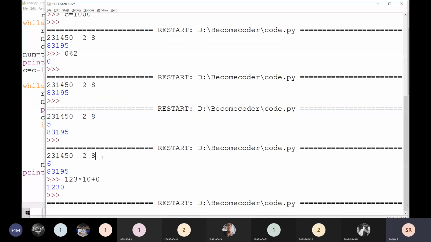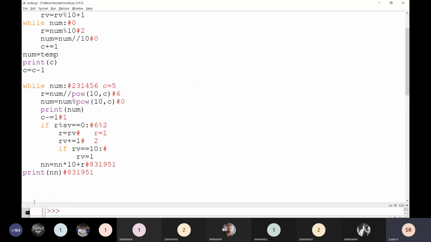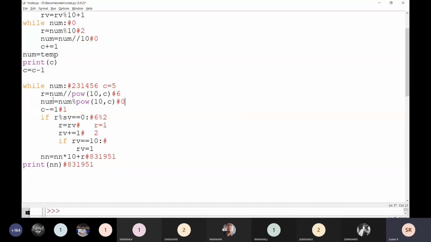For example, if I give the input like this, just observe here, this is the number, 450, then 50, then it becomes a 0 here. Then with that 0 it is not entering here. You got my point? Yes, that is the mistake. That's why I am working on that. Yes, it is working on the digits, no doubt.